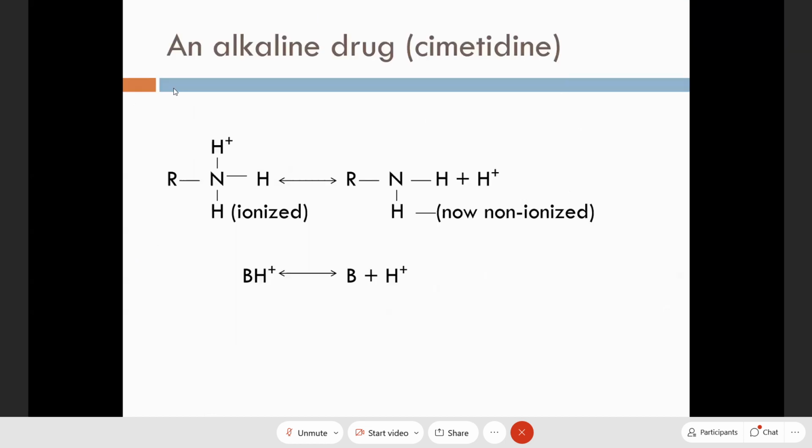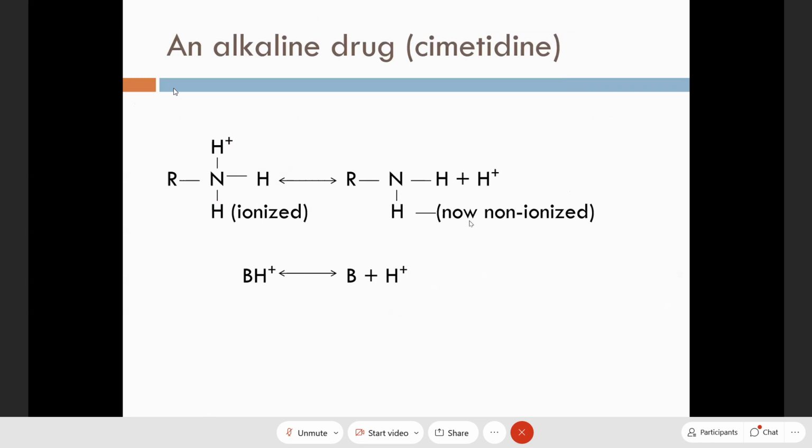Right. So we go to the alkaline drug. Alkaline drug example: cimetidine, used in veterinary medicine. It's a drug for peptic ulcers, ulcer in the stomach. So this is the molecular structure. This is the ionized form, and this is the non-ionized form. So this is the base.